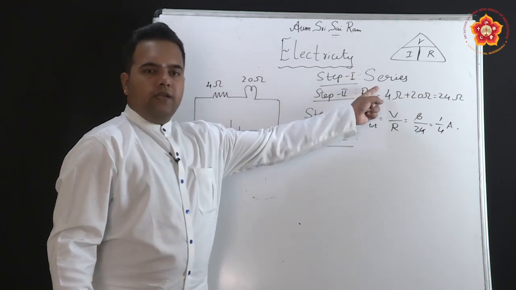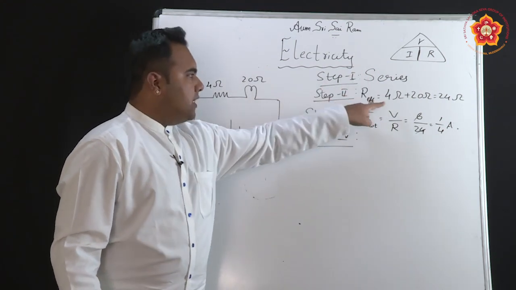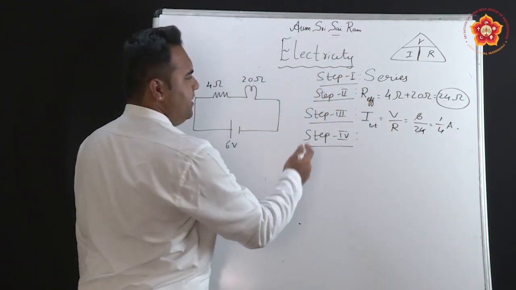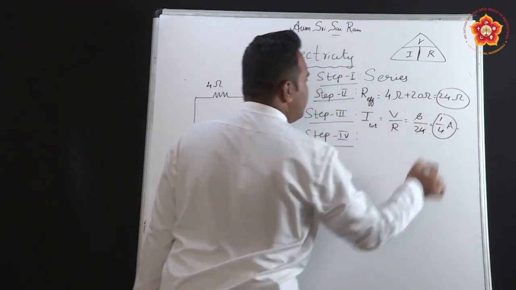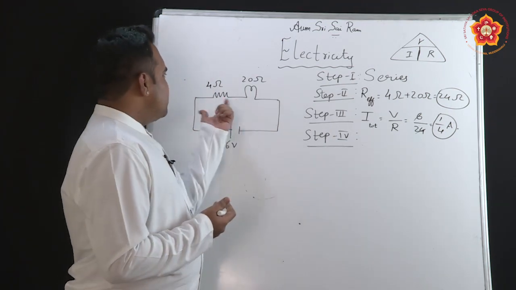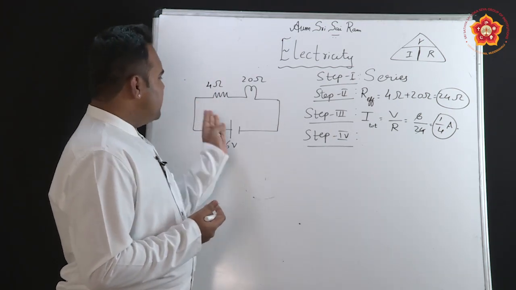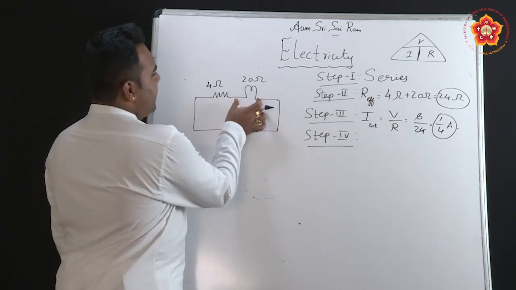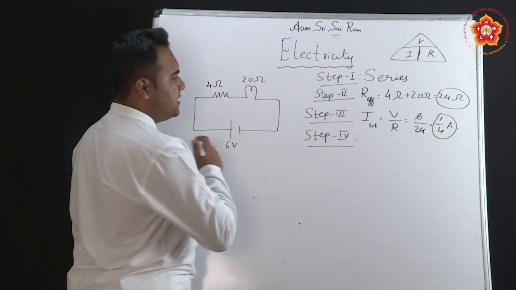So, step 1, we know it is a series circuit. Step 2, the R effective is calculated as 24 ohms. Step 3, I total is calculated as 1/4 of an ampere. Step 4, because this is a series circuit, there is a division of voltage. So, the 6 volts, part of it will get divided across this and part of it falls here, because it is a series circuit.